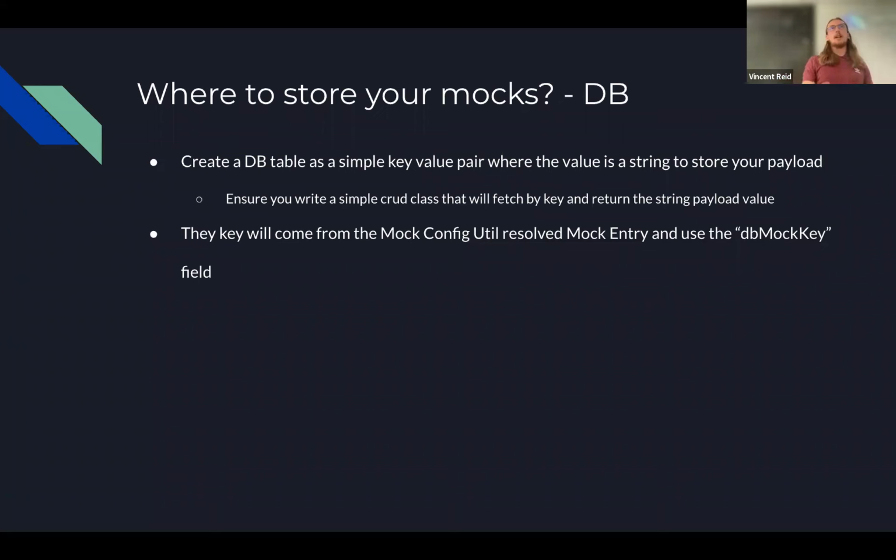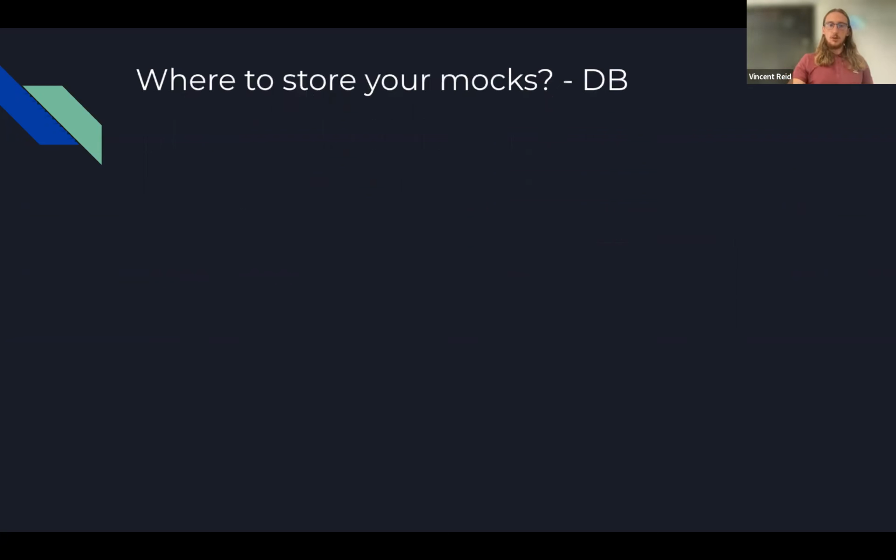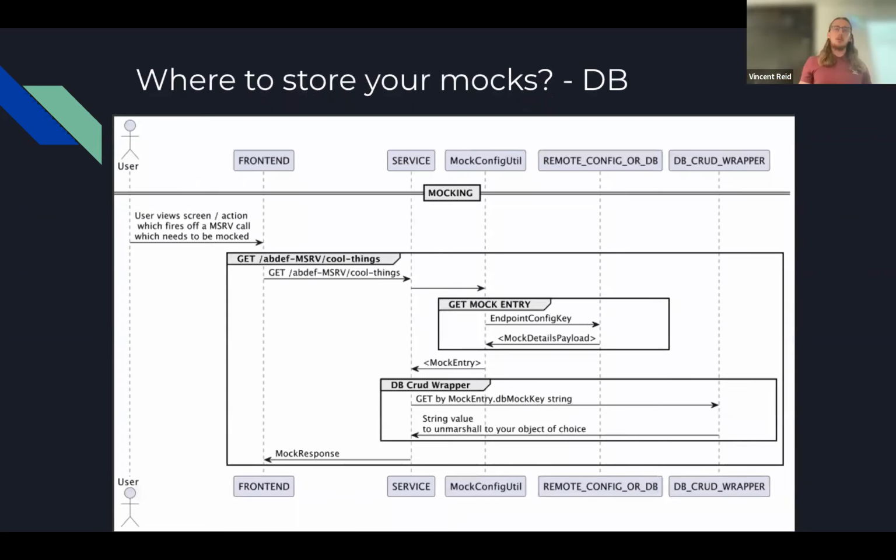And the reason that's the case is so simple. You just make the value a string. Right, so you just take that string value, it's generic, and you can use that string value unmarshaled to a certain object of your choice, right? So I'll show you what this looks like in a diagram format, right?